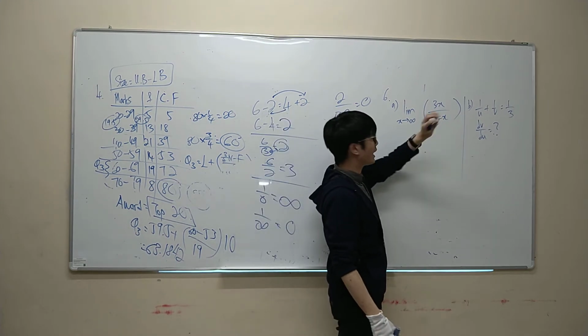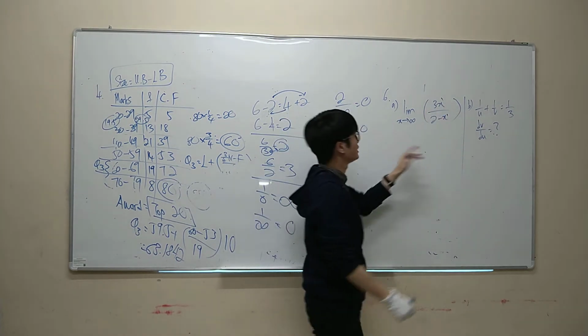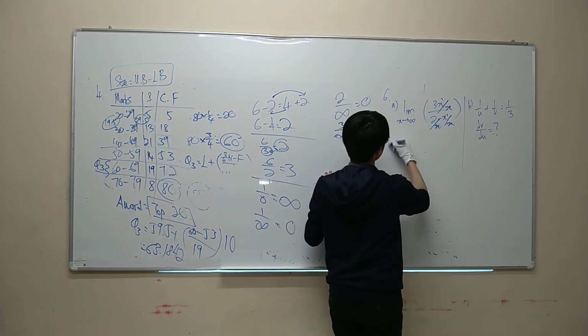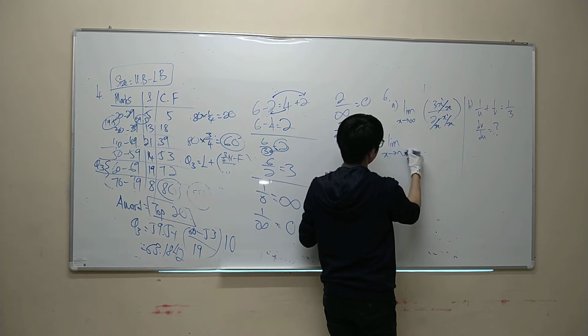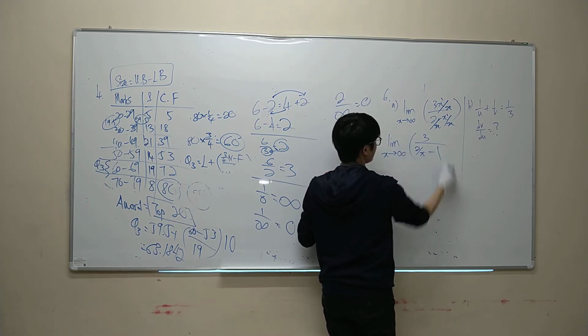You choose the x with the highest power. X power 1, x power 1. So the x with the highest power is x. So what you do is you divide x, you divide x, you divide x. So what happens is you get limit x approaching infinity. Here will be 3, here will be 2 over x, here will be 1.